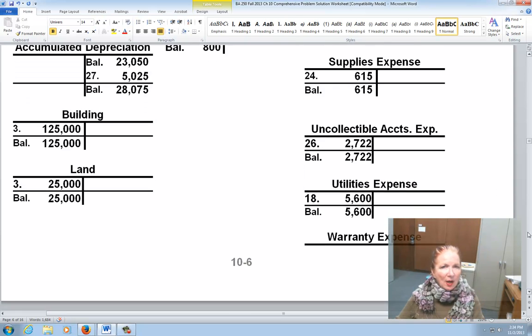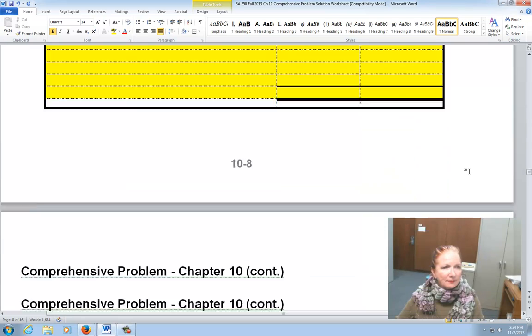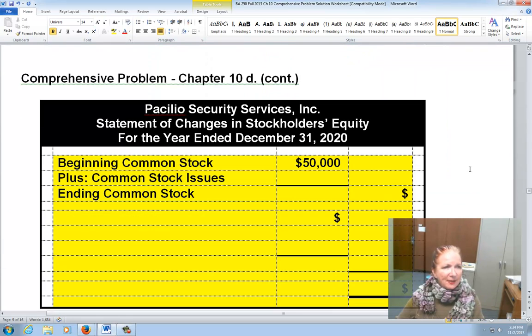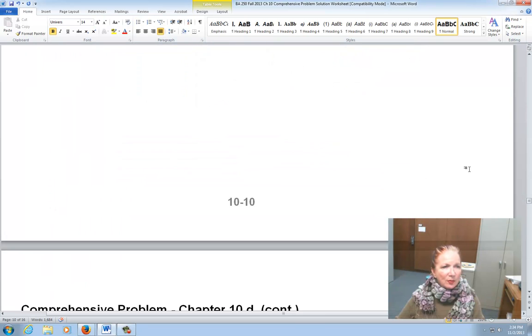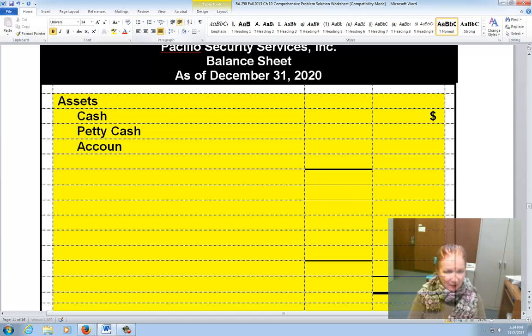And so I'm going to go back down now to the assets. That's the trial balance. There's the income statement. There's the statement of change in owner's equity. Here's the balance sheet. That's the one I'm working on. And the first one we saw there was cash. And so we have cash over here, and we'll put in our cash value. We indent, and petty cash, and so it's going to come over here. Then we indent, and we have accounts receivable.